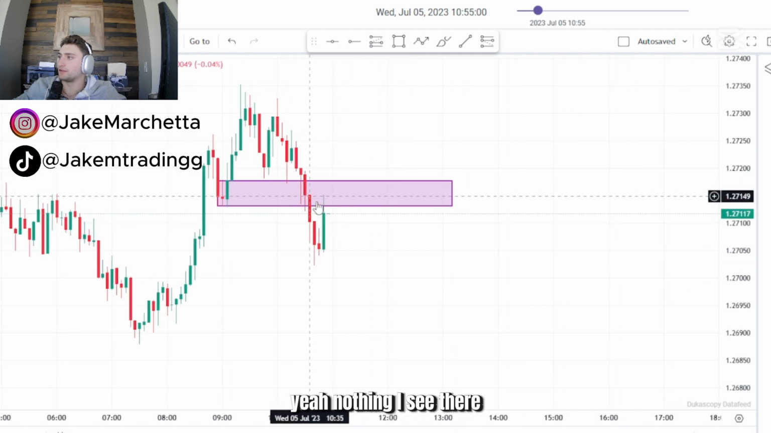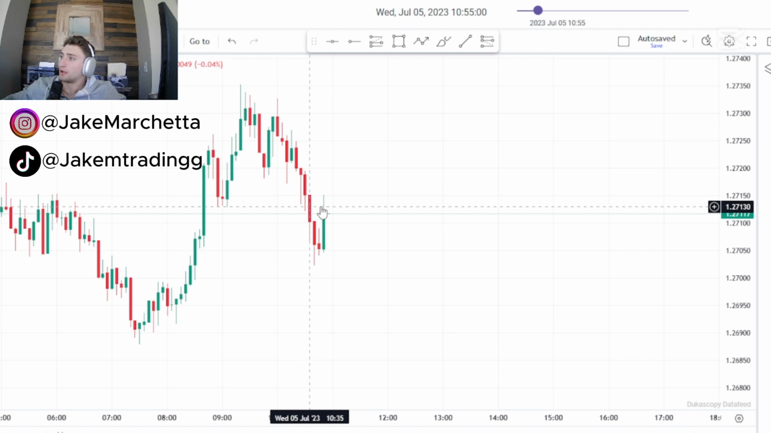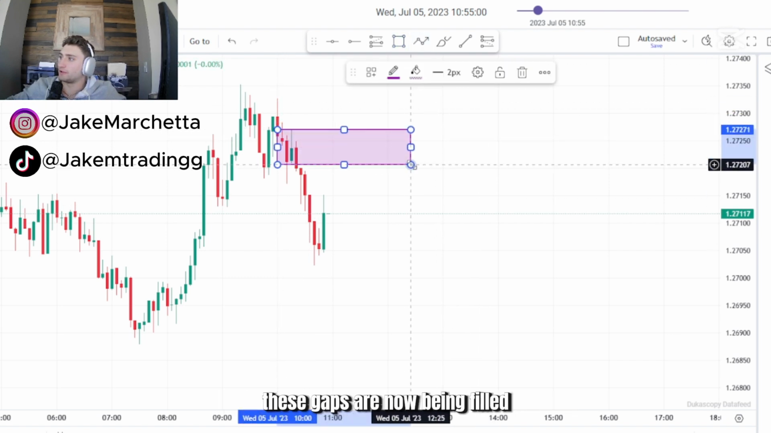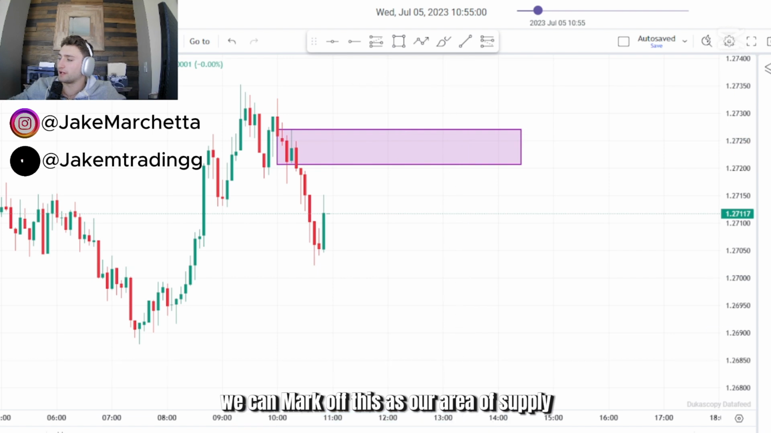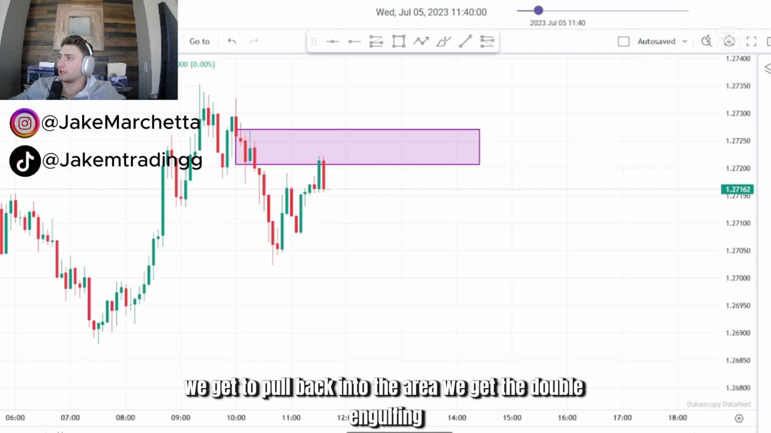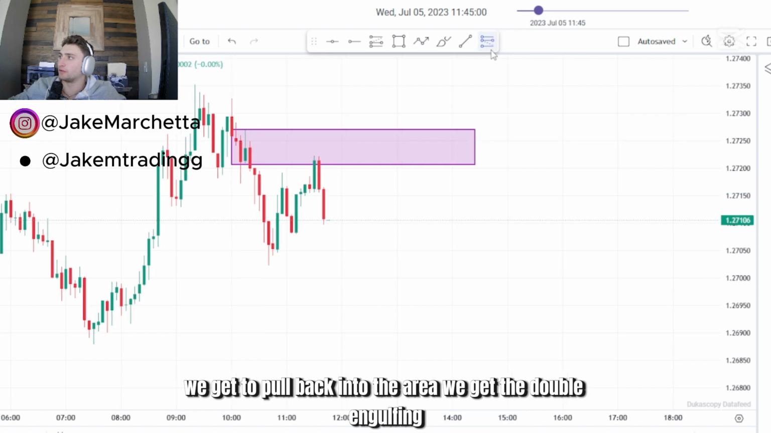Yeah, nothing I see there. Structure was actually broken to the downside. These gaps are now being filled. We can mark off this as our area of supply. We get the pullback into the area. We get the double engulfing.